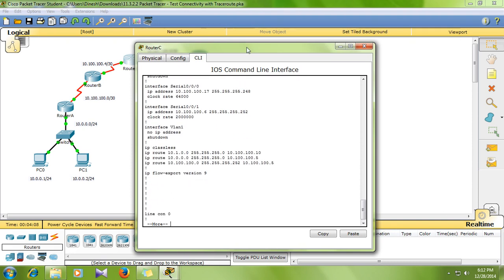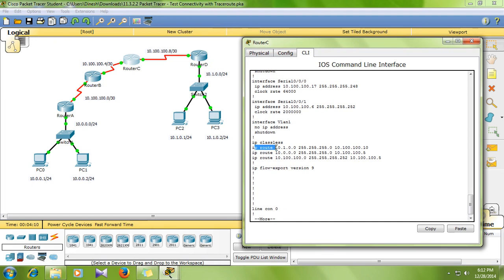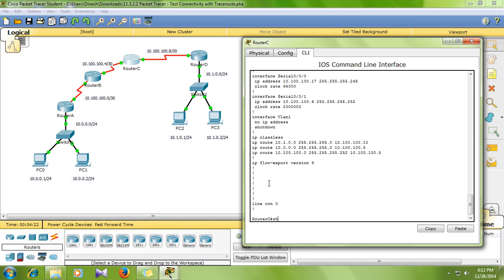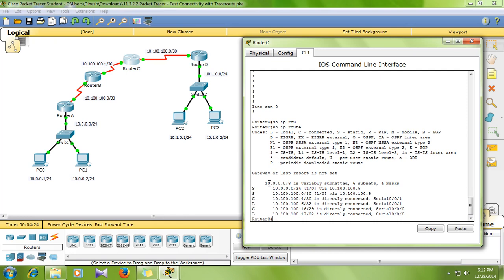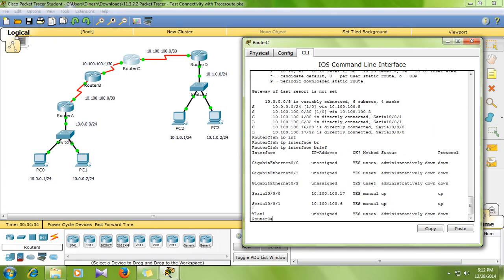The route was there: 10.1.1.0, next hop address 10.100.100.10. That is the router D interface address, configured with the correct next hop address. What's happening? The configuration is the same, but the route was not there. Why? Check the interface status. Yeah, the interface is up.